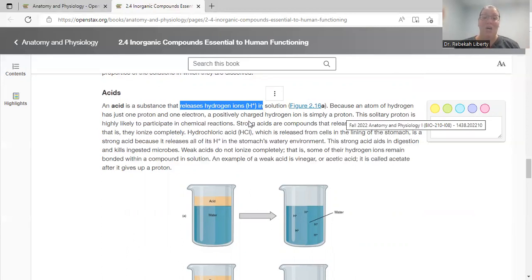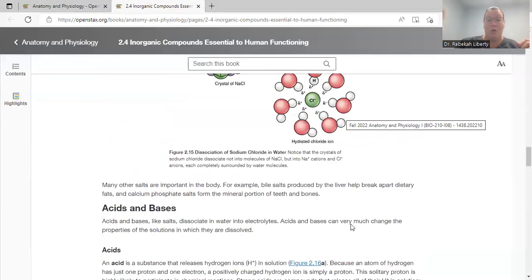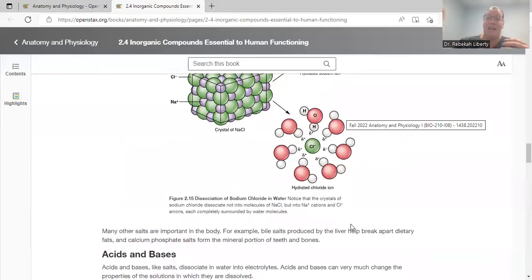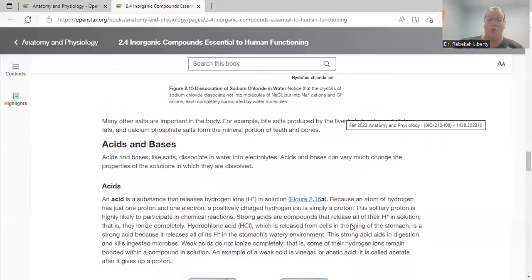So a strong acid, when it hits water, is going to completely dissociate because it's going to have an H plus and whatever the minus is. Hydrochloric acid, HCl, is a hydrogen attached to a chlorine. We just looked at chlorine here, right? Sodium chloride, same thing. HCl would just be a hydrogen attached to a chlorine.